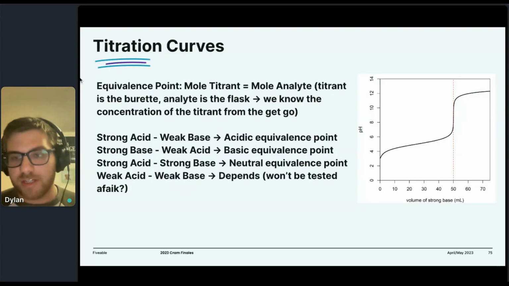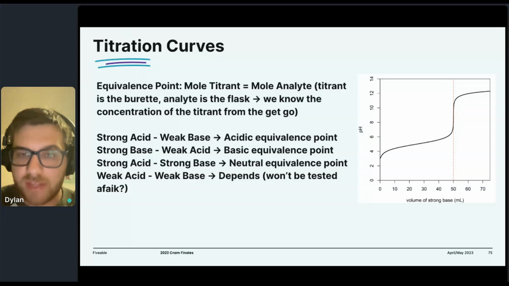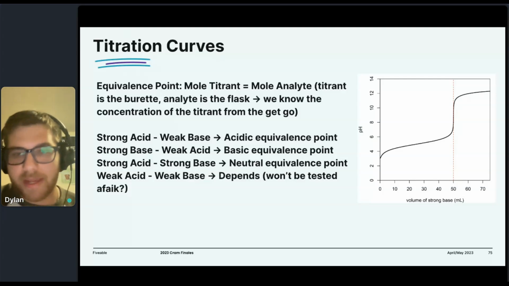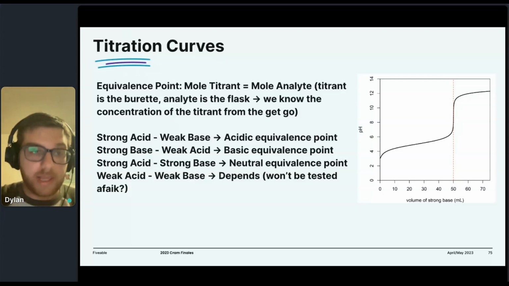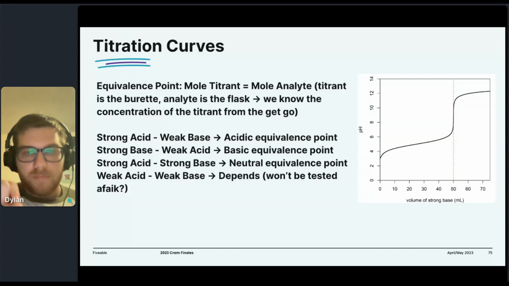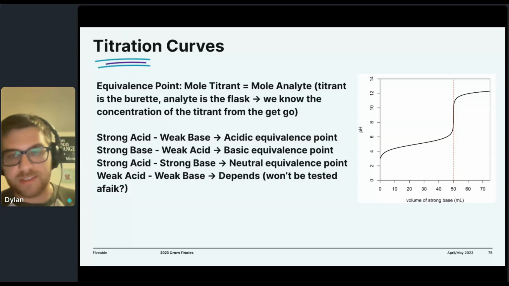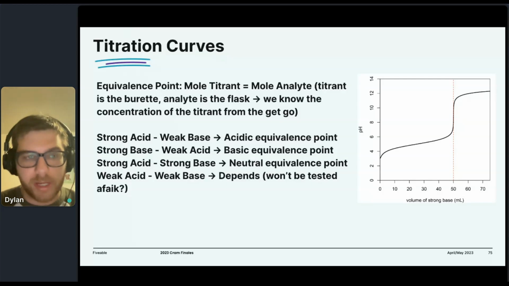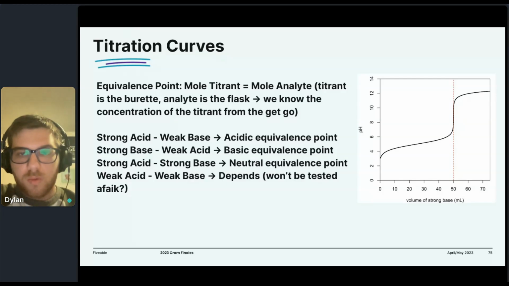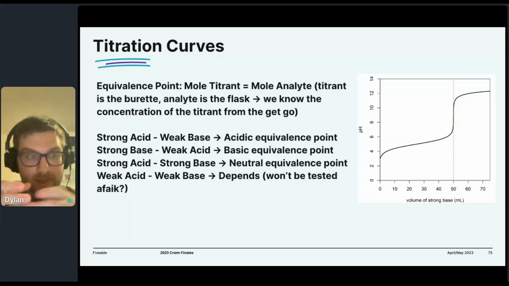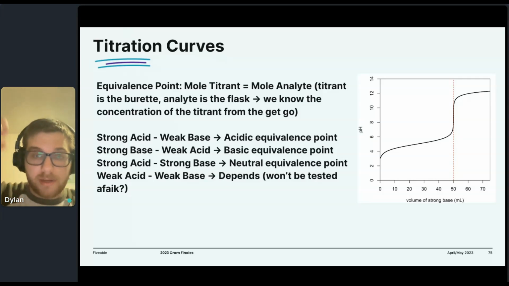So let's take a look at a titration curve. All a titration curve is tracking is the pH of our analyte, our titrand, what we're dripping into, as we add our titrant. In this case, we start with some weak acid, and I'll tell you why I know it's a weak acid. We start with that in our flask, and we're dripping in some strong base, call it sodium hydroxide.